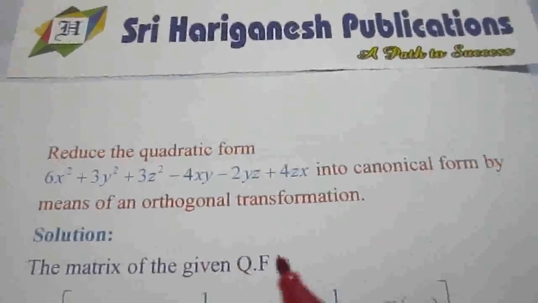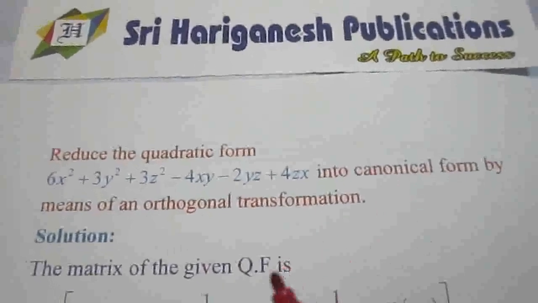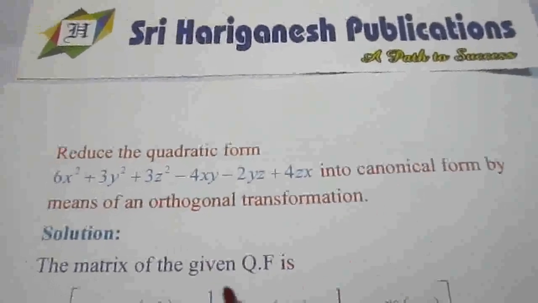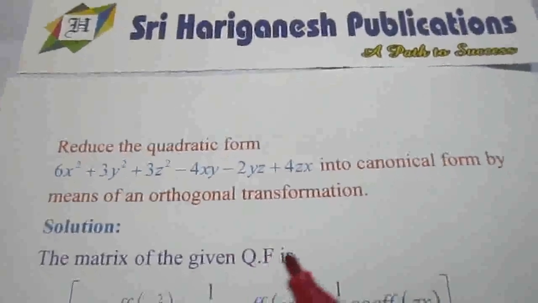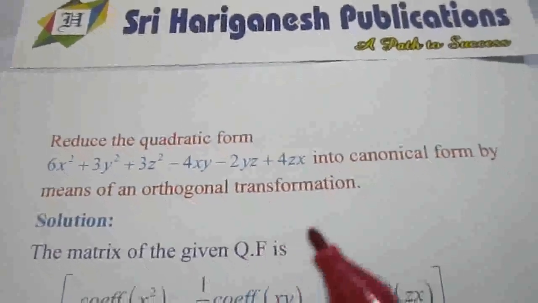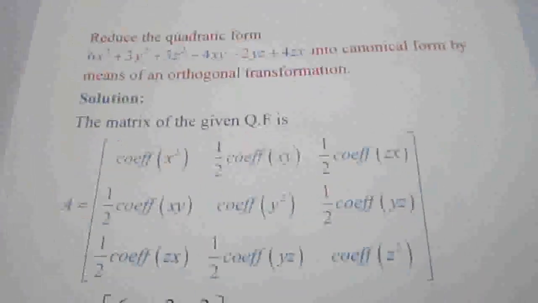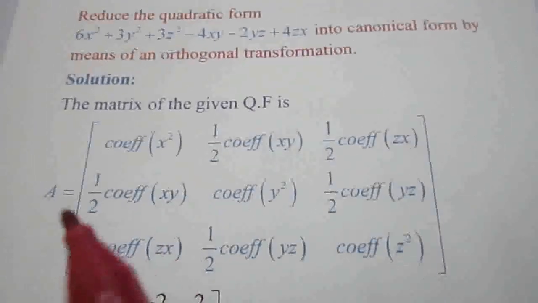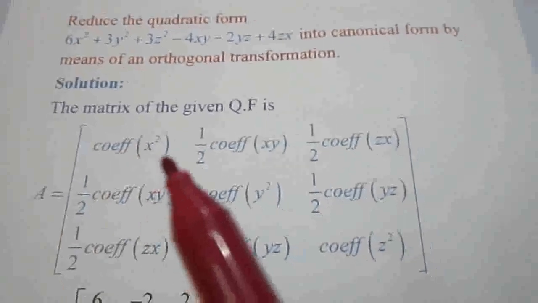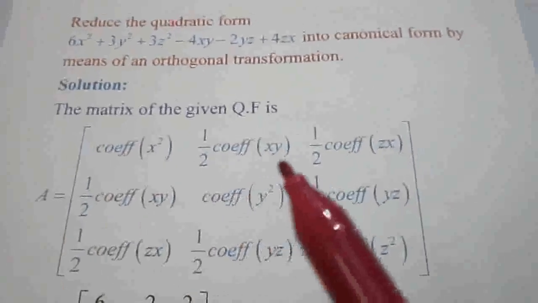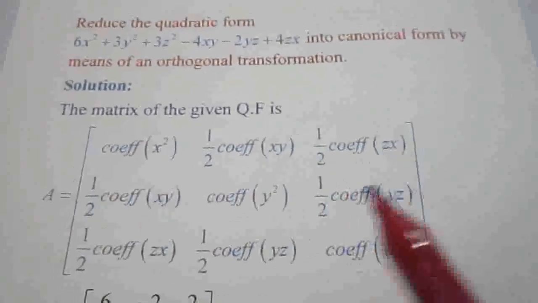Now first we have to find the matrix of the quadratic form, because we know the working rule. From the working rule, first we have to find the matrix of the given quadratic form. So what is the matrix of the quadratic form? This is the formula. Capital A has the coefficient of x², half the coefficient of xy, half the coefficient of zx, and so on.